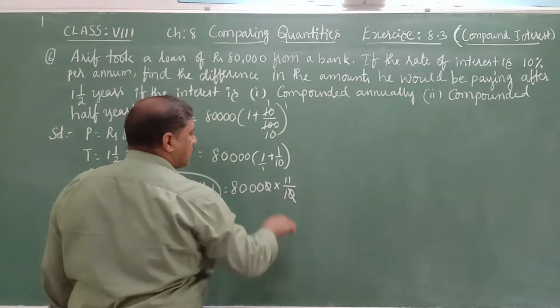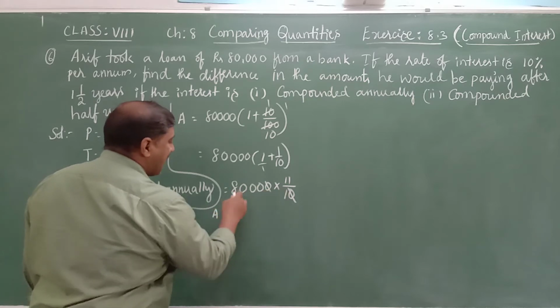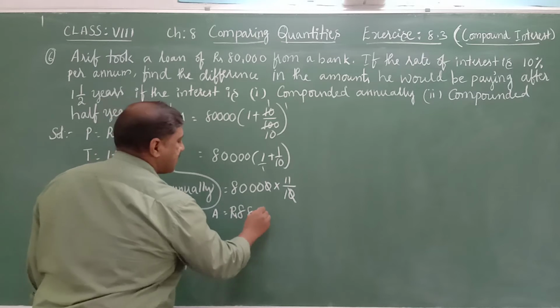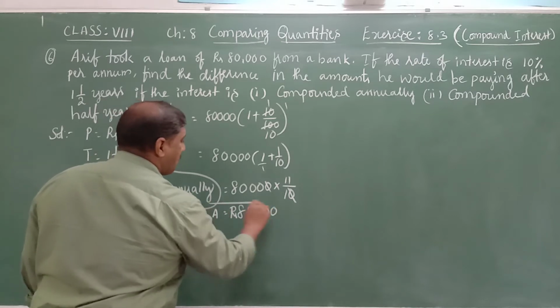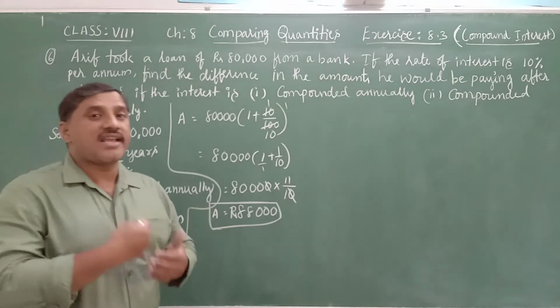Now cancel these two, 0 and 0 will be cancelled. Now multiply with 11. 11 eights are 88, and keep 3 zeros. So what is the amount after 1 year he has to pay? 88,000 rupees.